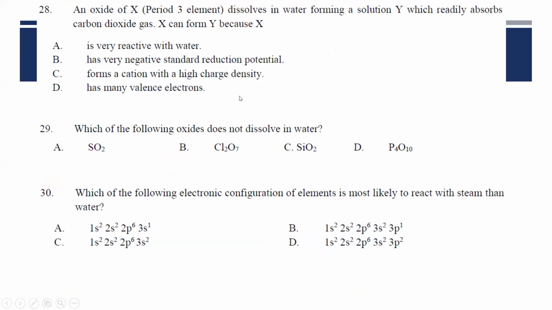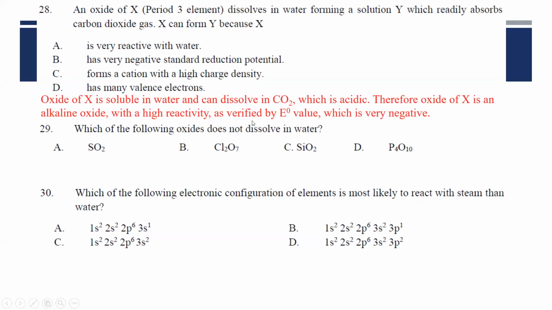Question number 28. An oxide of X, period 3, dissolves in water forming a solution Y, which readily absorbs carbon dioxide. So X can form Y because X is what? X dissolved in water forms a solution Y that absorbs carbon dioxide, so it is basic. So X is basic. It is an alkaline oxide with a high reactivity, verified by its E0 value, which is very negative. So that is why A, it is very reactive with water, can be accepted.